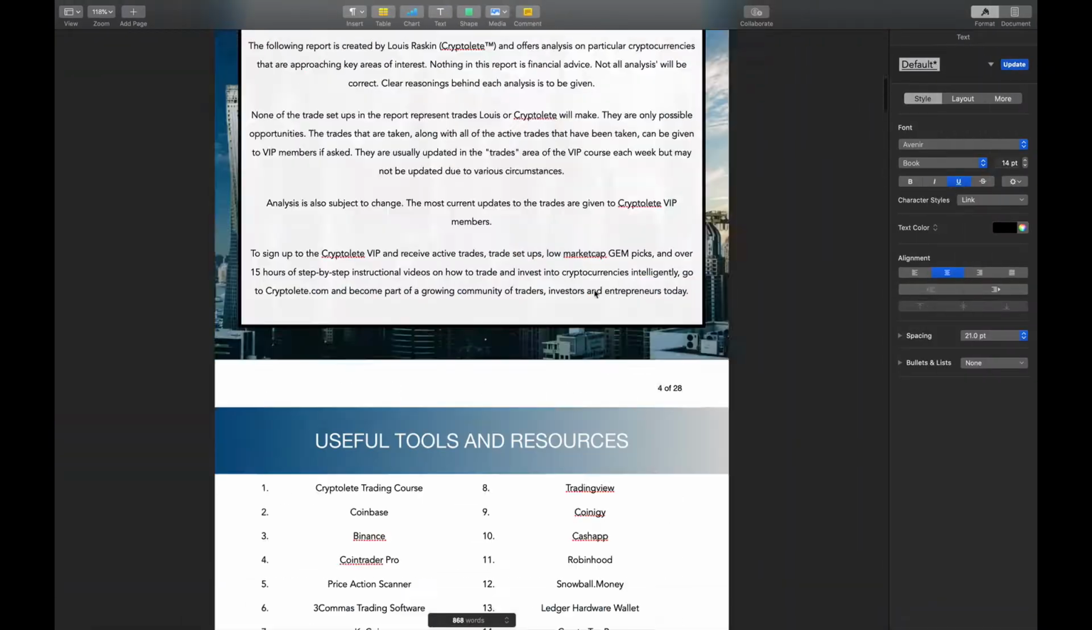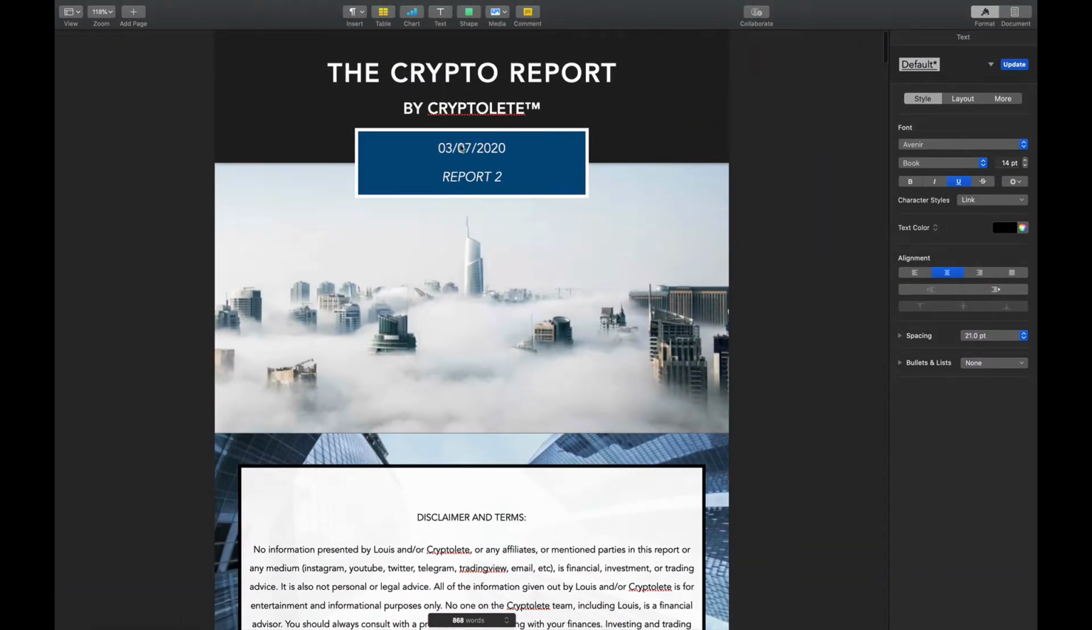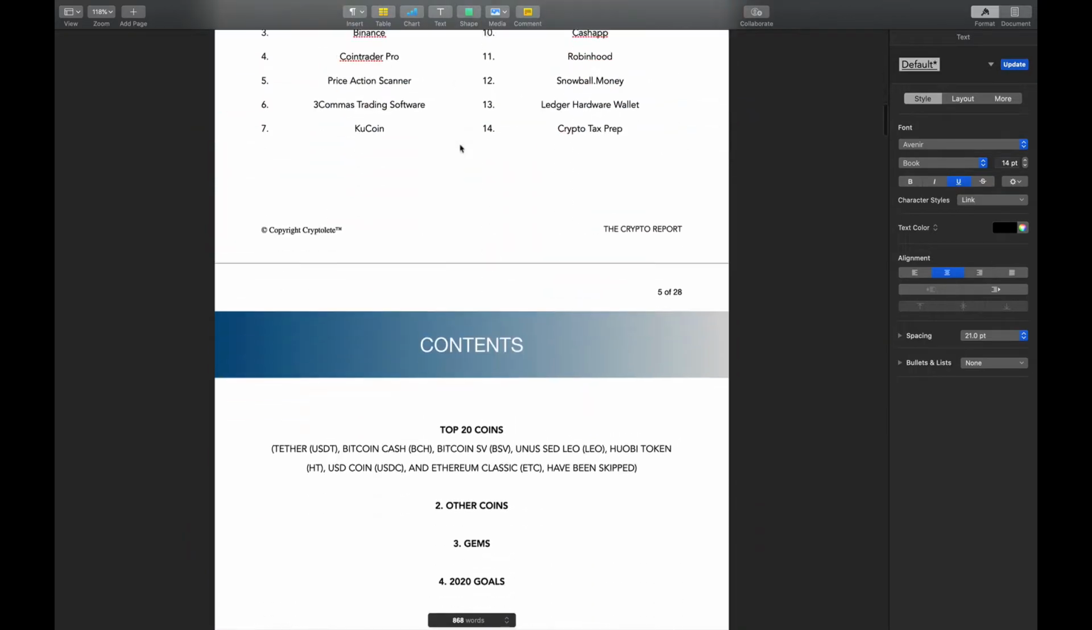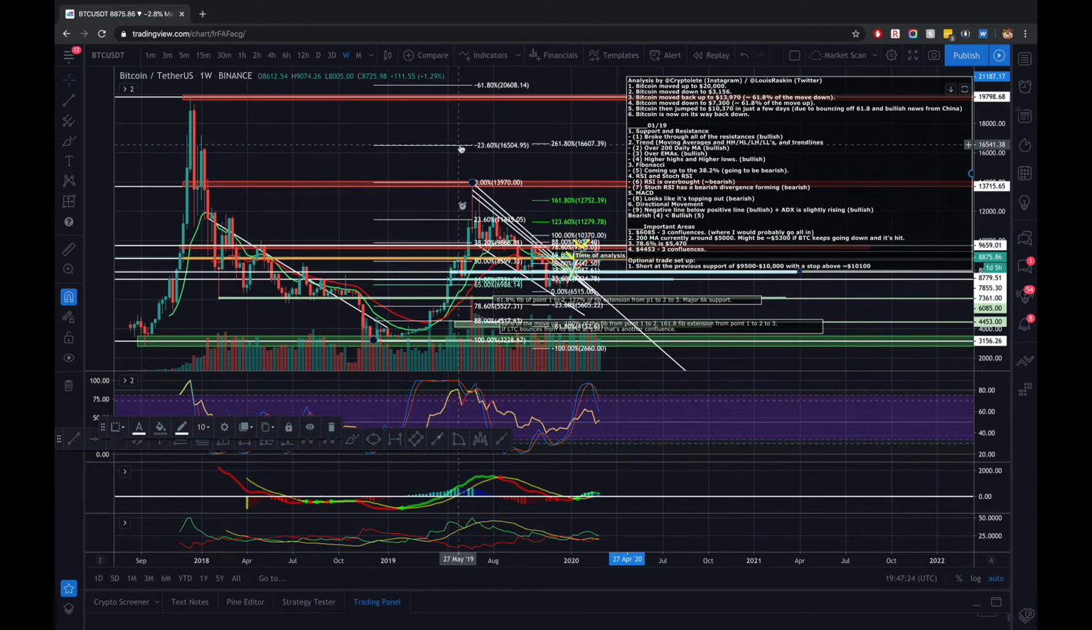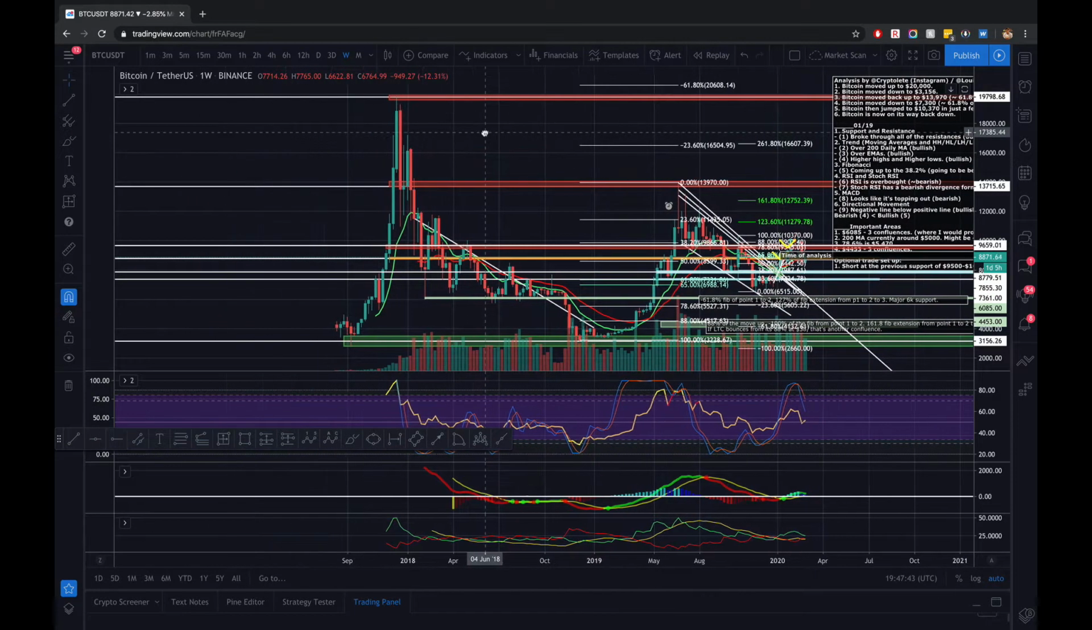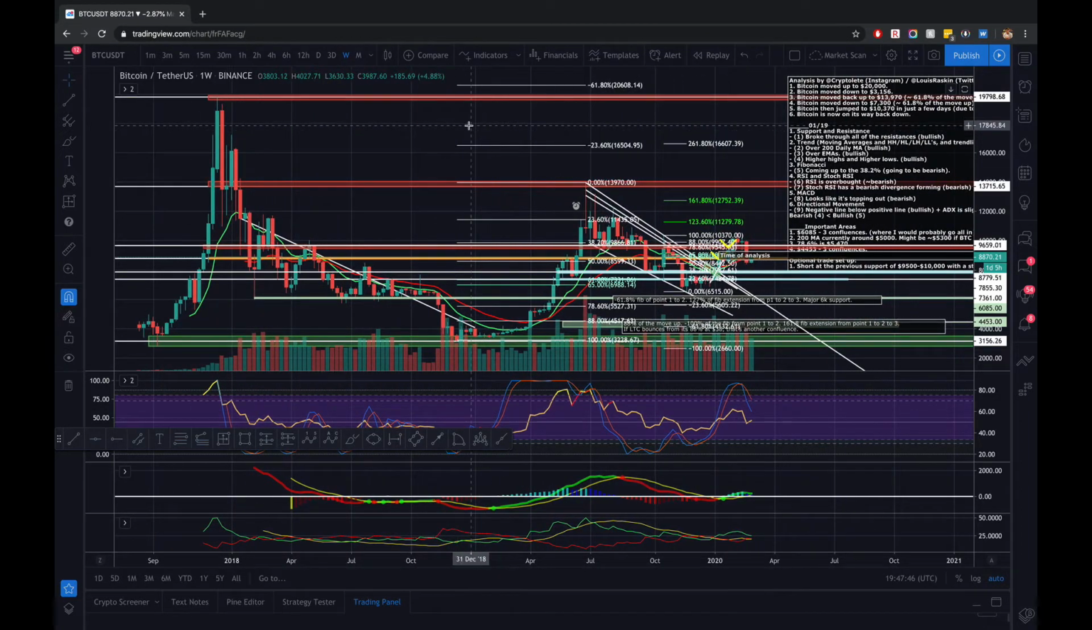Okay, so I got my crypto report up here, 3/7, today's date, and I'm just gonna start reading this off. If you're not familiar, the top part is the main overview of the coin, from the beginning all the way up to the present day. I like to look at this because, like I mentioned, it helps paint a clearer picture of where it's been, where it could potentially go, and what it does over time.